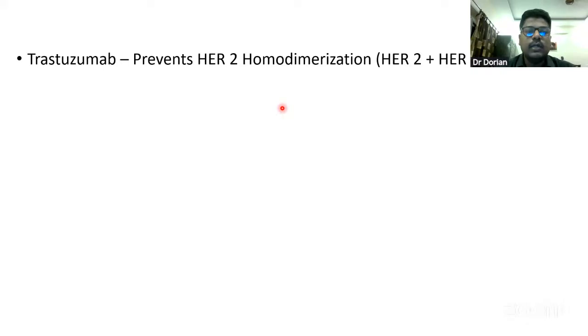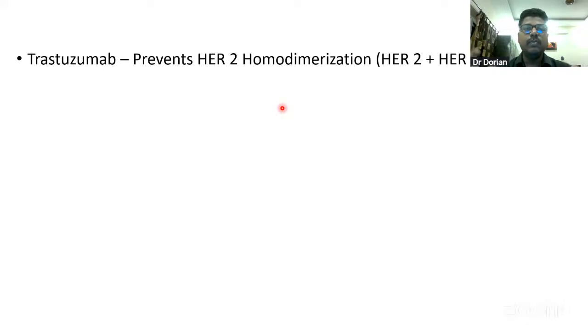Trastuzumab prevents HER2 homodimerization. So what is the meaning? Breast has 3 prognostic biomarkers, ER, PR, and HER2. Estrogen receptor and progesterone receptor have something to bind with them. Okay, to the estrogen receptor, estrogen will come and bind. To the progesterone receptor, progesterone will come and bind. To the HER2/neu receptor, there is nothing to bind. So how will the HER2 promote growth?